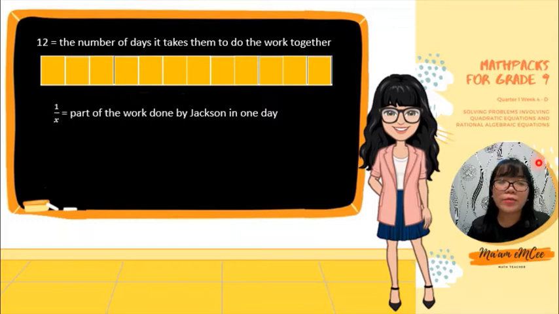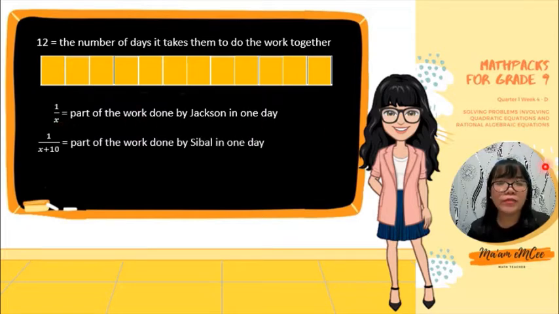Now, 1 over x is the part of the work done by Jackson in 1 day. Remember, x here is the representation of the number of days it will take Jackson to finish the job working alone, without the help of Siebel. And the rate of Jackson is 1 over x. So this is the part of the work that he will be finishing within a day. And as for Siebel, that is 1 over x plus 10, wherein x plus 10 again is the number of days it will take Siebel to finish the job if he works alone, without the help of Jackson.